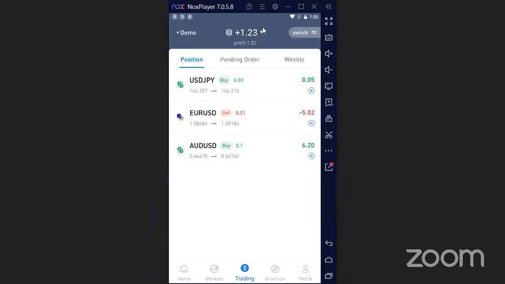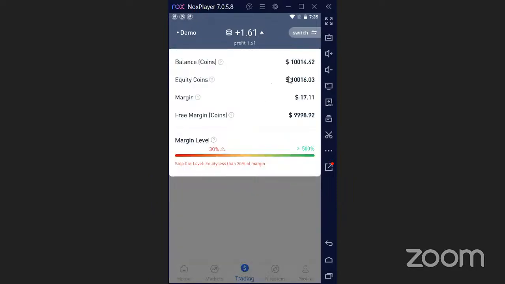And if you want to see the other information about your profit, you can just open here. Remember, our balance is 10,000, and this is the profit we are making on top of our 10,000. This is $14.